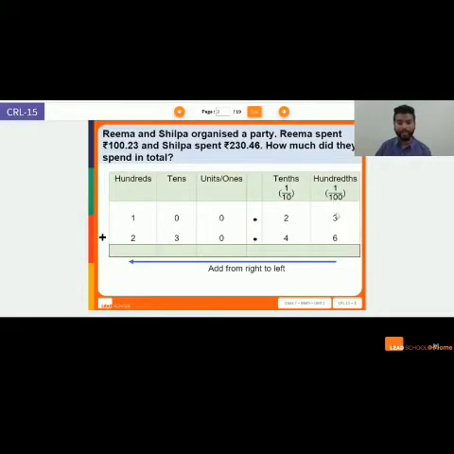Alright, we start from the lowest value. Great. So 3 hundredths plus 6 hundredths is 9 hundredths. Alright, so there is no carryover. I'm just writing it down the same way. 2 tenths plus 4 tenths is equal to 6 tenths or 6 by 10. Alright, units is 0. Tenths is 0 tenths plus 3 tenths is 3. 100s plus 200s is 300s.